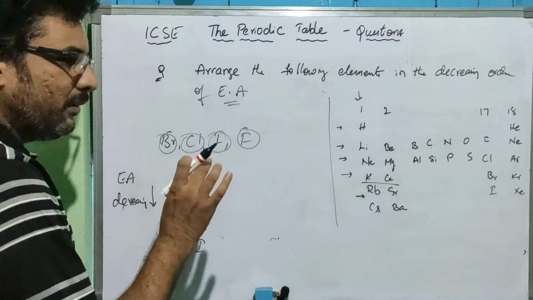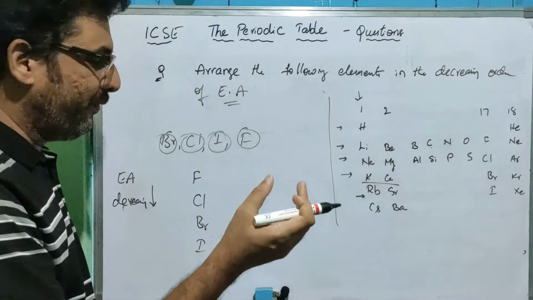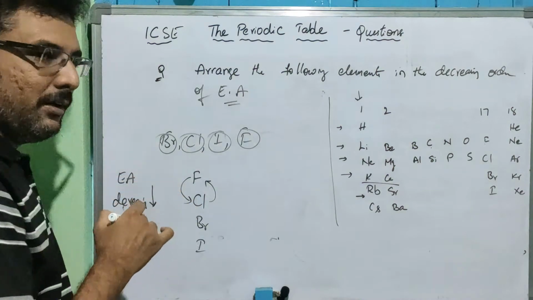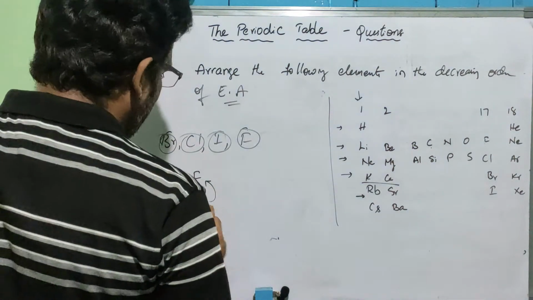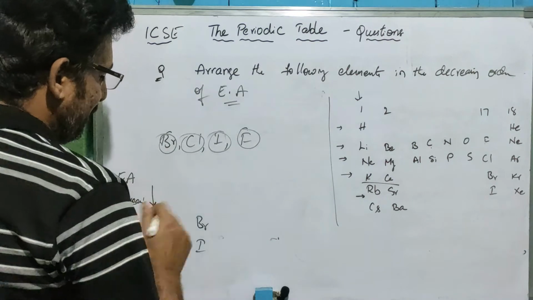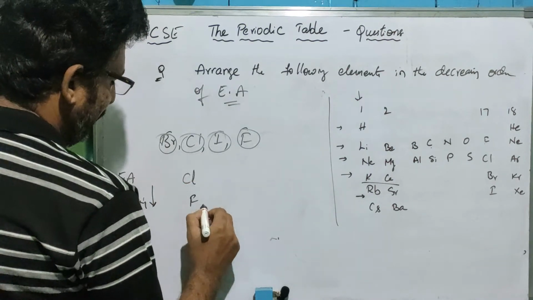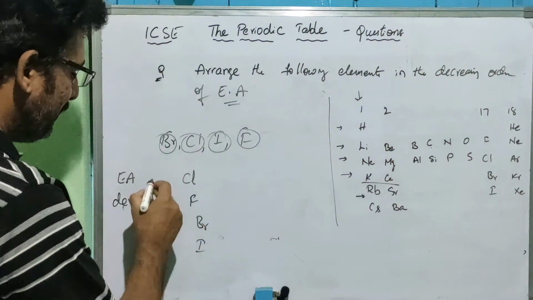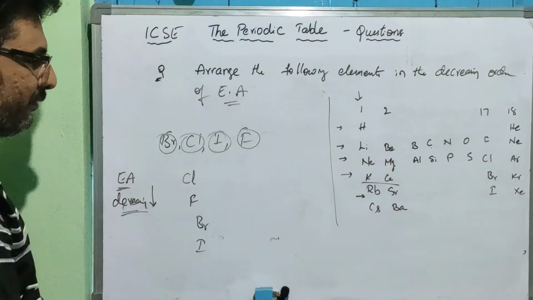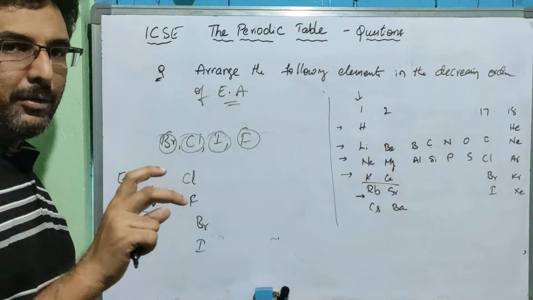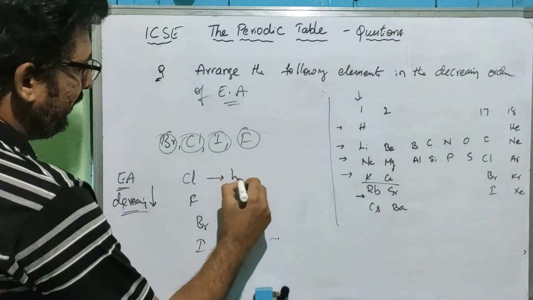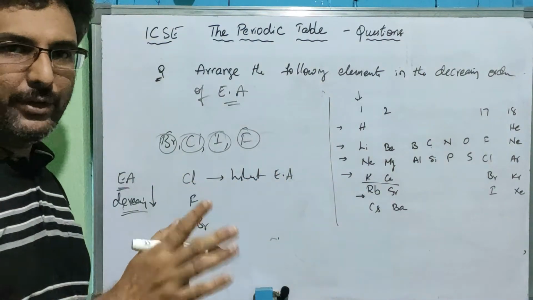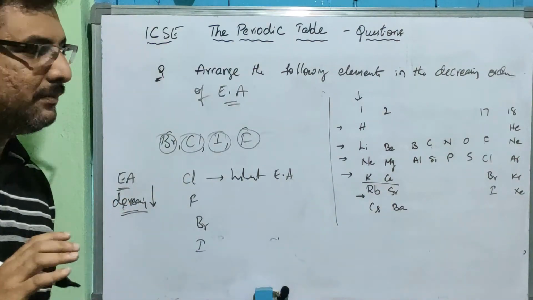Actually, chlorine is the element which has the highest electron affinity. That's why chlorine goes up and fluorine comes down. So you have to change their places. First comes chlorine, then fluorine, followed by bromine and iodine. So this is the decreasing order of electron affinity of these elements, because you have to remember chlorine has the highest electron affinity. That's why we have to change the places of chlorine and fluorine in this case.